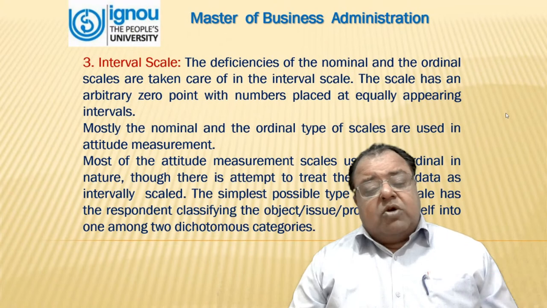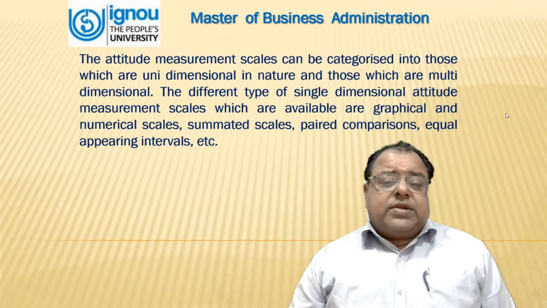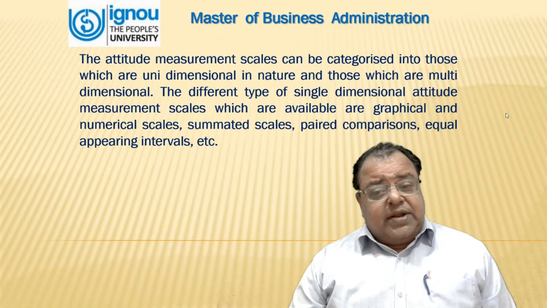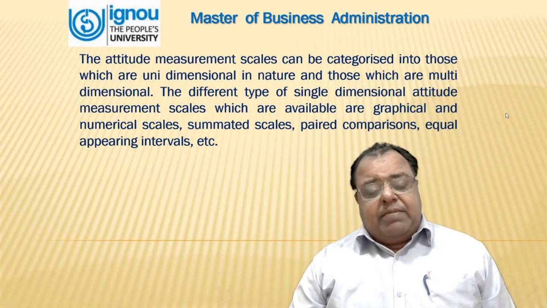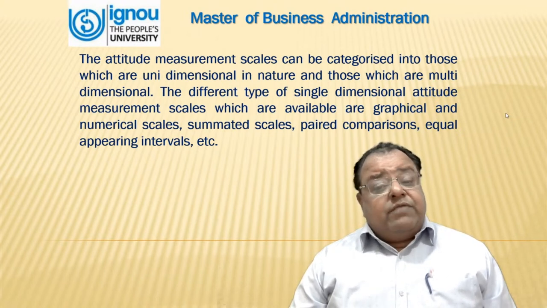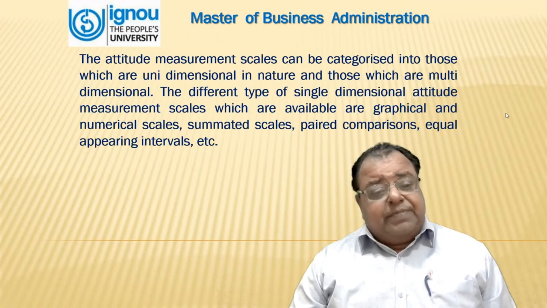two discontinuous categories. The attitude measurement scales can be categorized into those which are unidimensional in nature and those which are multidimensional. The different types of single dimensional attitude measurement scales which are available are graphical and numerical scales, summative scales, paired comparison, equal appearing intervals, etc.